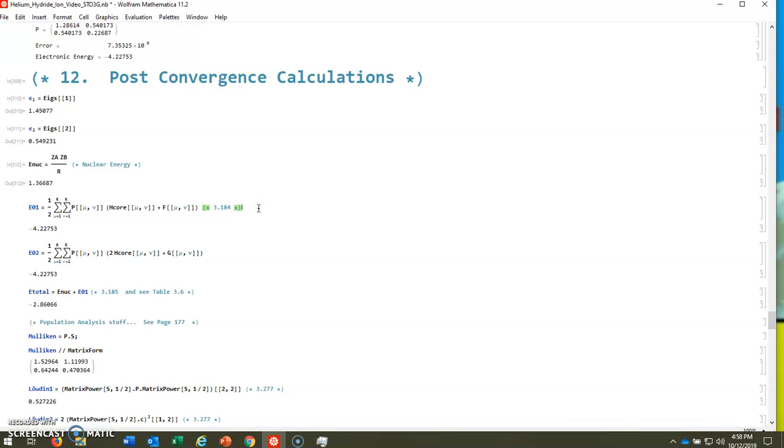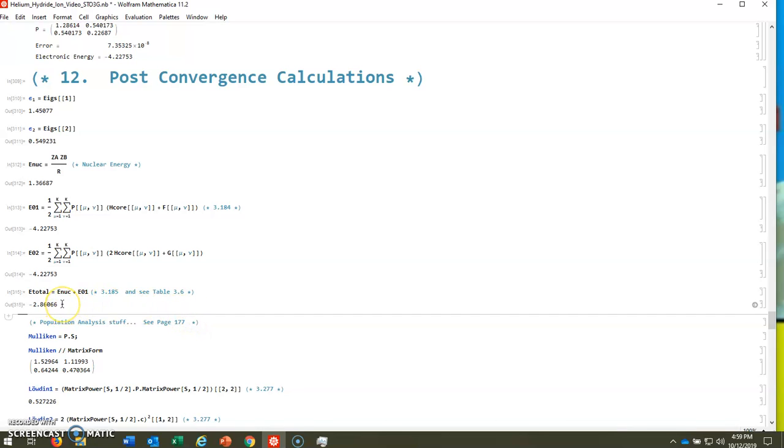So once again, here's the electronic value using equation 3.184. Here's calculating the electronic value again, just using a modification of the same equations. It's good to see these same numbers show up here. Negative 4.22753. We should see those again and again. Then we can calculate the total energy by adding on the nuclear repulsion term, giving us a negative 2.86 for the whole deal here.